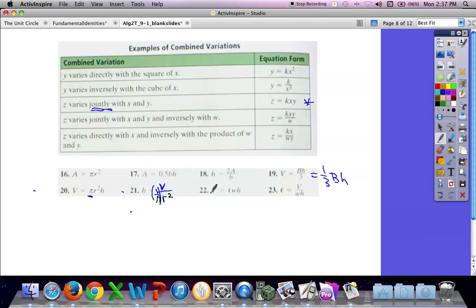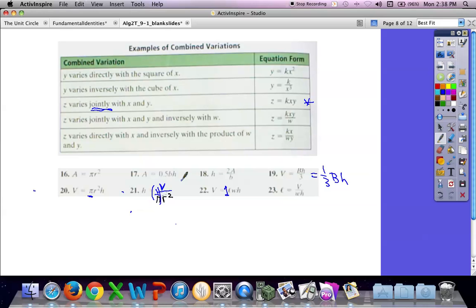V equals LWH. What's the constant? 1. Because those are all variables. Volume equals length times width times height, right? So there's got to be 1 as the constant. And how would you want to describe that? Yeah. I've never seen a joint variation that was more than just 2 variables. This has got 3. So whether you say jointly or directly, that's okay.